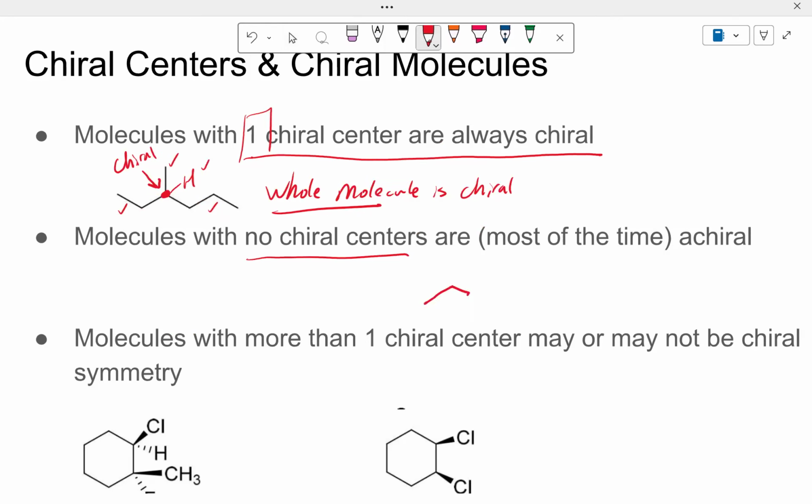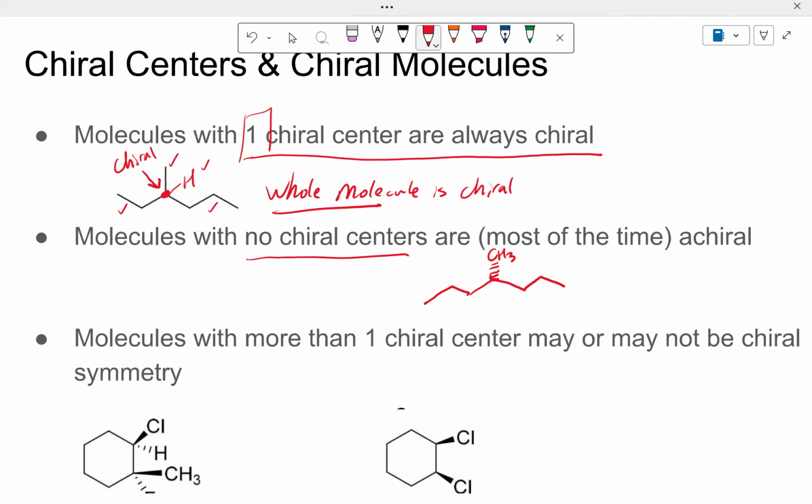So an example of something that does not have chiral centers, kind of like this. And in fact, I'm going to make it a little deceptive here. I'm going to make that methyl group have a dashed wedge. I do that because I want to point out that just because I give something a dashed wedge or a solid wedge, don't automatically assume it's chiral. I'm just representing it in three dimensions.